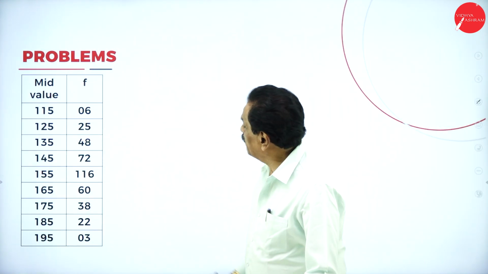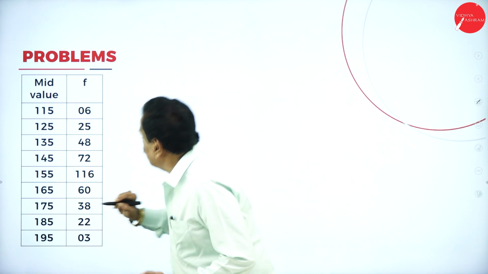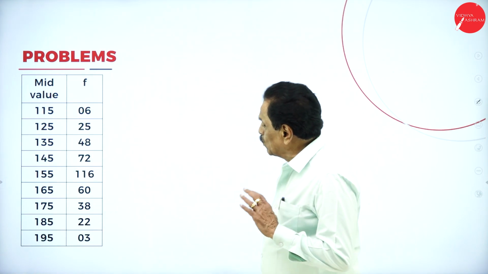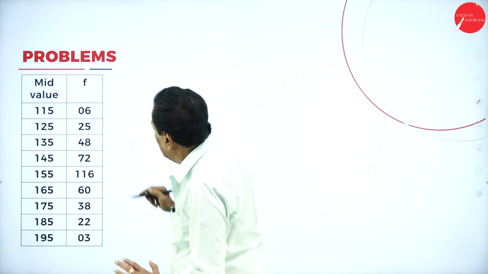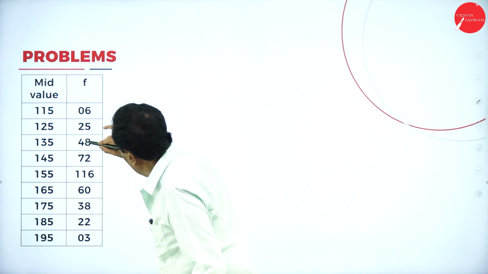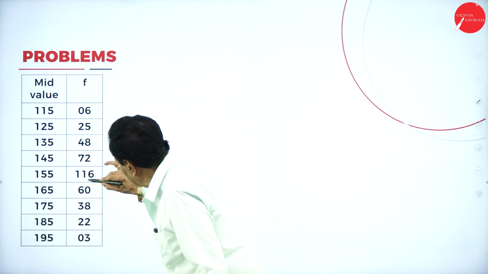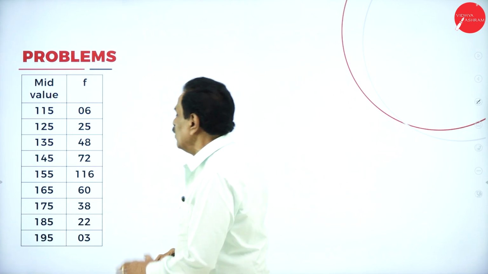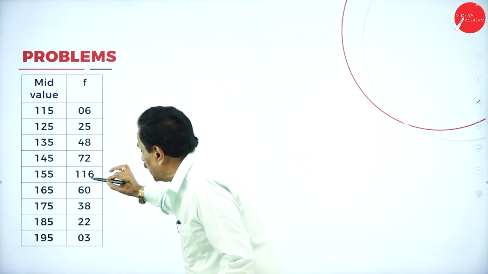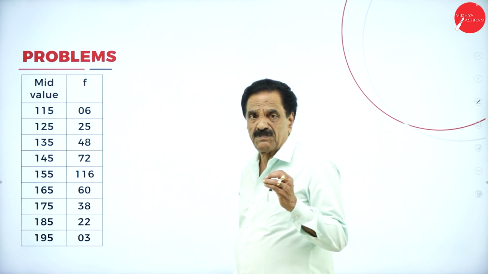They have given the mid values. What are your steps to do? If we see the frequency: 6, 25, 48, 72, 116, 60, 38, 20. Up to here there is no cumulative, but it falls down to 60, which means it is a frequency.